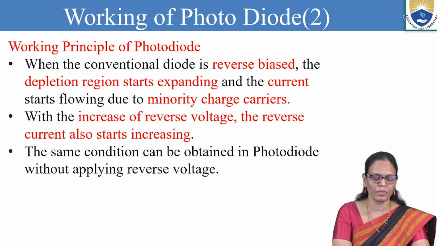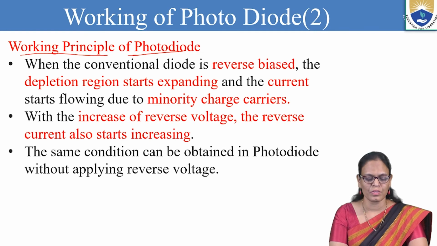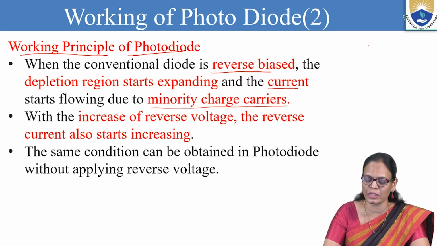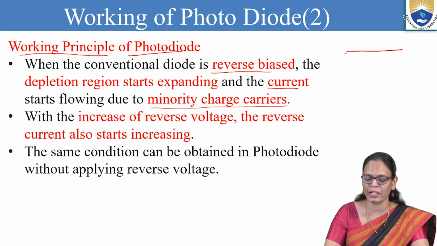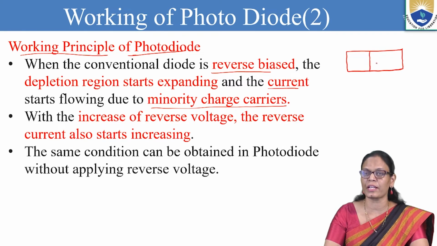Now coming to the working principle. What is the principle on which it works? When this diode is reverse biased, the depletion region starts expanding and current starts flowing due to minority charge carriers. So what we can understand here about reverse bias is how the depletion layer width keeps on increasing. Let us try to understand this point about the width of the depletion layer.